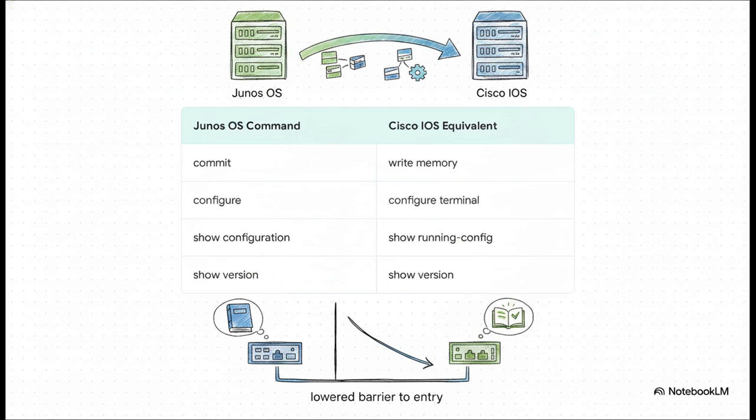Now, if you're transitioning over from another vendor, learning a whole new OS might seem pretty daunting. And this brilliantly illustrates how simple the leap really is. This mapping guide directly translates your common Cisco IOS commands straight to their Junos OS equivalents. So, for example, instead of typing write memory, you simply type commit. Seeing them side by side like this really lowers the barrier to entry, right?